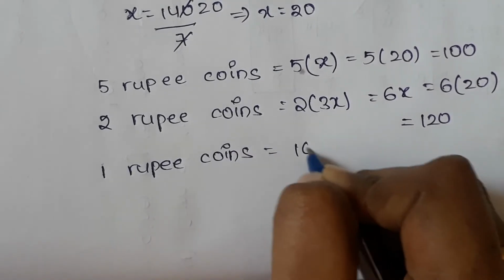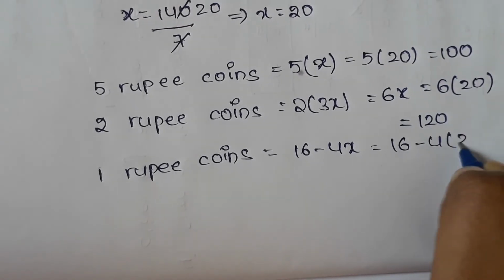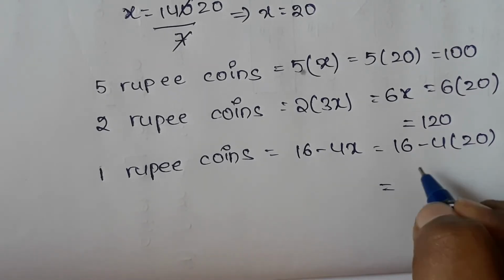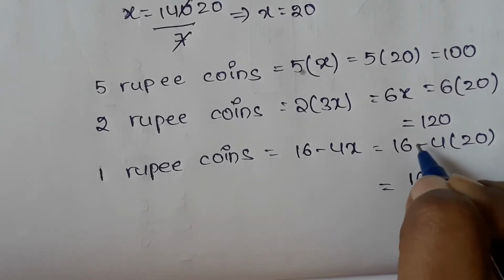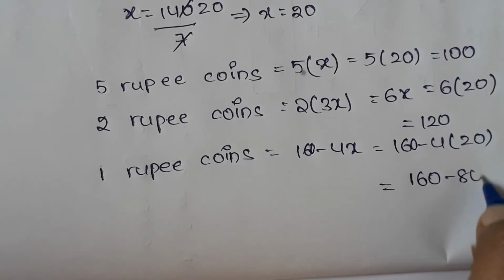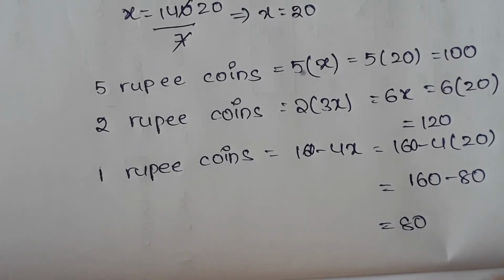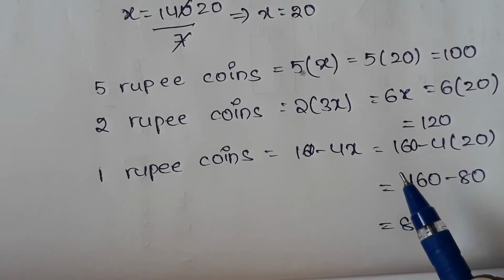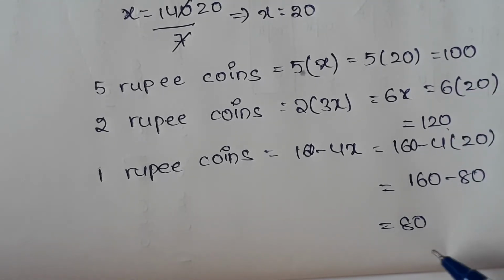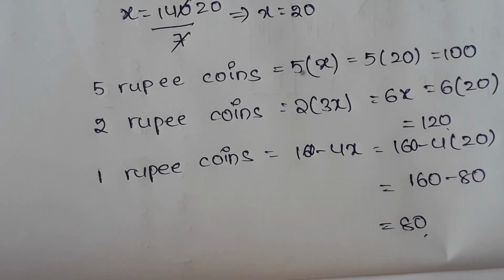that is 160 minus 4x, that equals 160 minus 4 into 20, that equals 160 minus 80, that equals 80. And the denominations are 100 rupees, 120 rupees and 80 rupees respectively. And this is about the 15th problem.